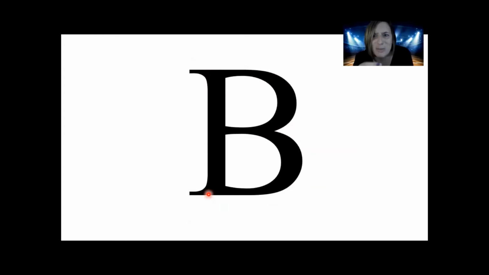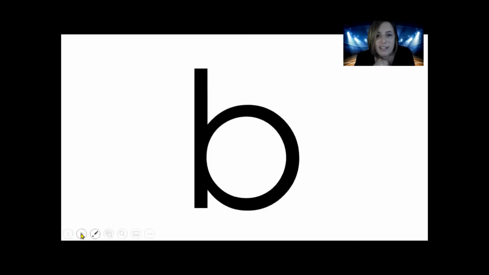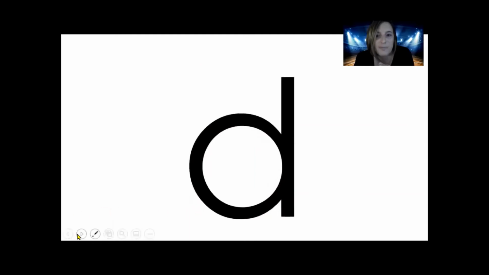All right, so let's switch gears to the lowercase b. Stand up if it's lowercase b, sit down if it's not. What do you think? That's right, Rylan. That is lowercase b. It has that circle and that long, tall, straight line in front of it. Oh, it looks like another lowercase b.